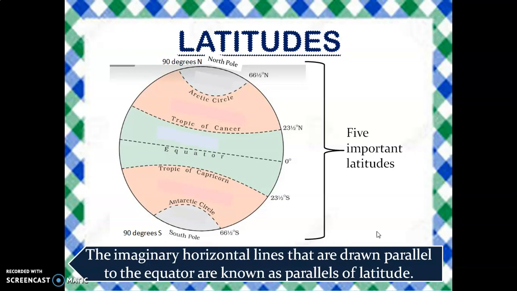So, a formal definition of parallels of latitude: the imaginary horizontal lines that are drawn parallel to the equator are known as parallels of latitude. One more thing you need to know, there are more latitudes other than these 5. These are a few important latitudes which we need to know.